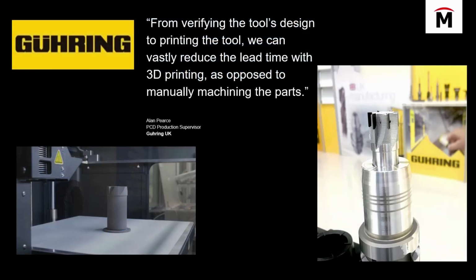Guring is a manufacturer of precision cutting tools for companies like BMW, Jaguar, Land Rover, and Airbus, and they're very well known in the industry. Guring was searching for new business opportunities to serve their smaller customer base in the specialty tool space. By adopting metal 3D printing, they were able to open up new revenue streams for these high-value customers.